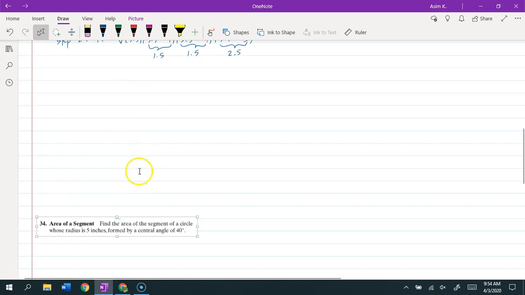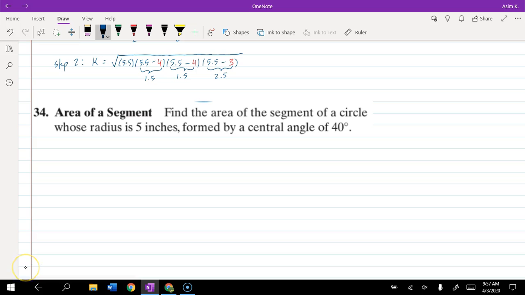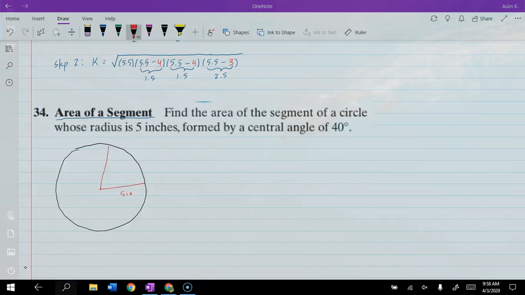Objective number 2 is for us to do some application problems, inshallah. All right, so here's one for you. The area of something called a segment. We're going to be drawing a circle here. Let me quickly draw a circle, and then we'll put things that the problem is talking about into the circle. It says find the area of the segment of a circle whose radius is 5 inches. So let's start off by just roughly drawing a 5-inch radius over here. And it forms a central angle of 40 degrees. So here is 5 inches as well.